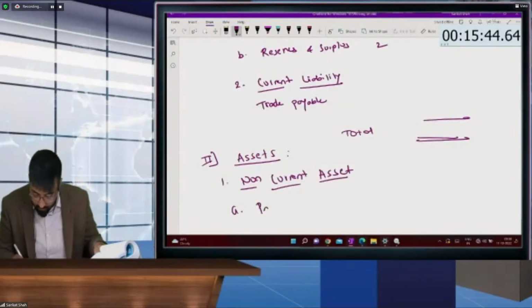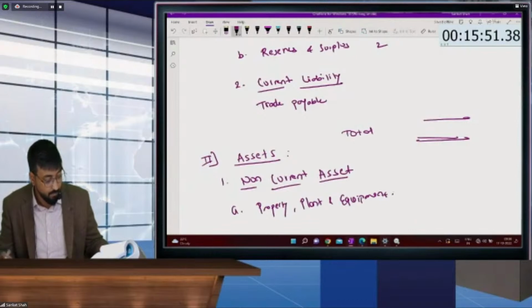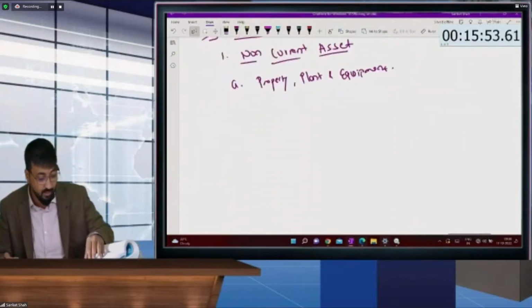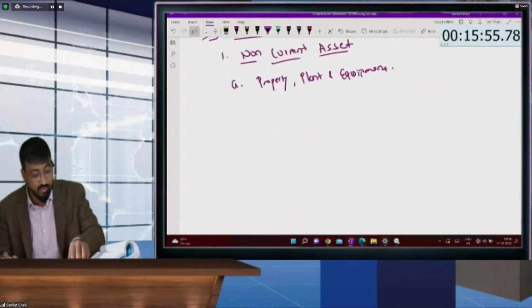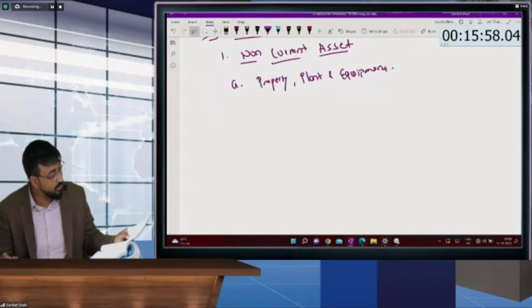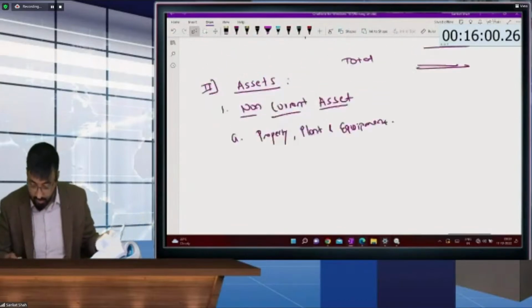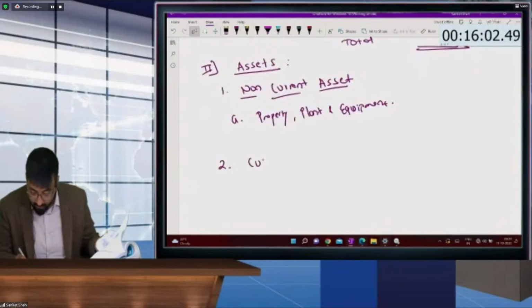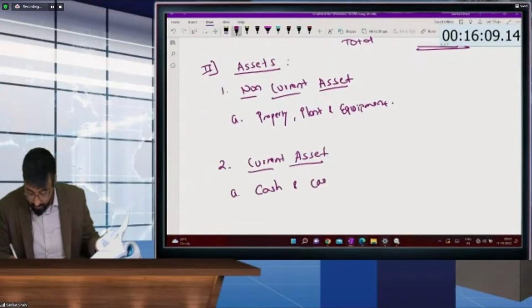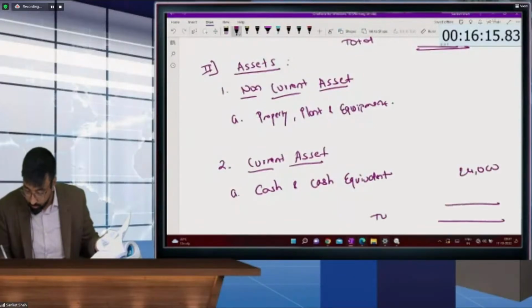A, property, plant and equipment. Now no need to write investment beta. Same question as balance sheet format. Investment की जरूरत नहीं है. And last में current assets. A, cash and cash equivalent. Directly you can write 24,000. Total.